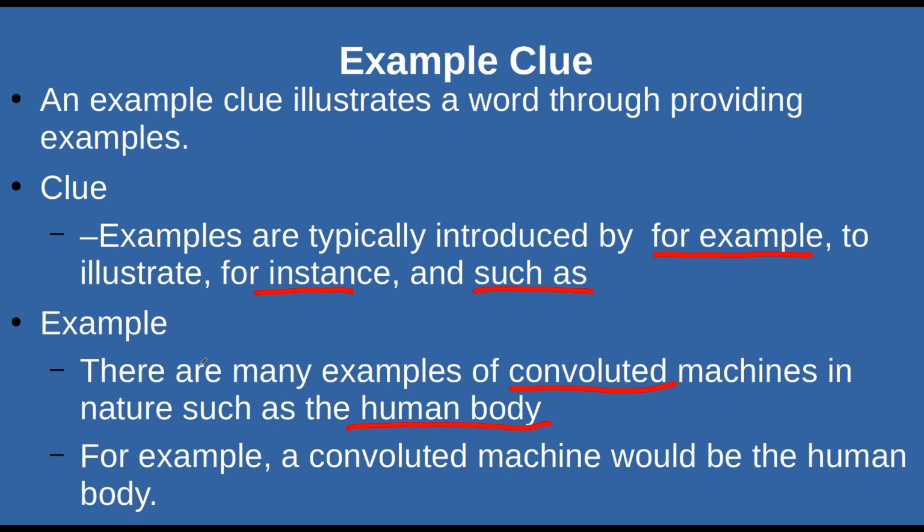For example, here we go. I'm using my phrase here. After for example is going to be an example. A convoluted machine would be the human body. Now, I never tell you directly what convoluted means. I give you an example of convoluted, and that is the human body. And so you should be able to infer from that that convoluted means something that is complex.